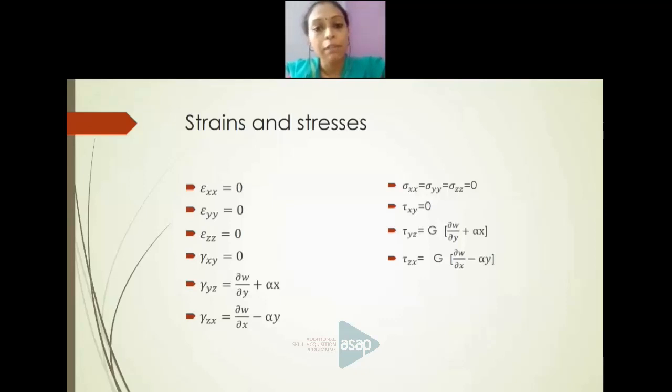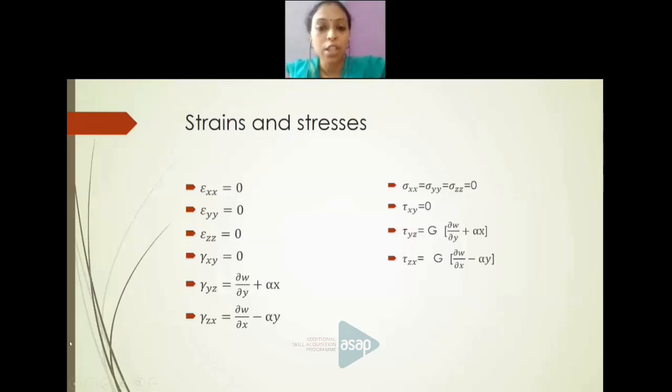Similarly, what is epsilon yy? Epsilon yy is dou v by dou y, right? V is the y direction displacement. You have just seen that v is alpha into xz. So there is no y term in v, so epsilon yy will be 0. Similarly, epsilon z is dou w by dou z, right? And w, the warping displacement, is completely dependent on x and y. It is not at all dependent on z. So epsilon z is also 0. Right? So all the linear strains have become 0.